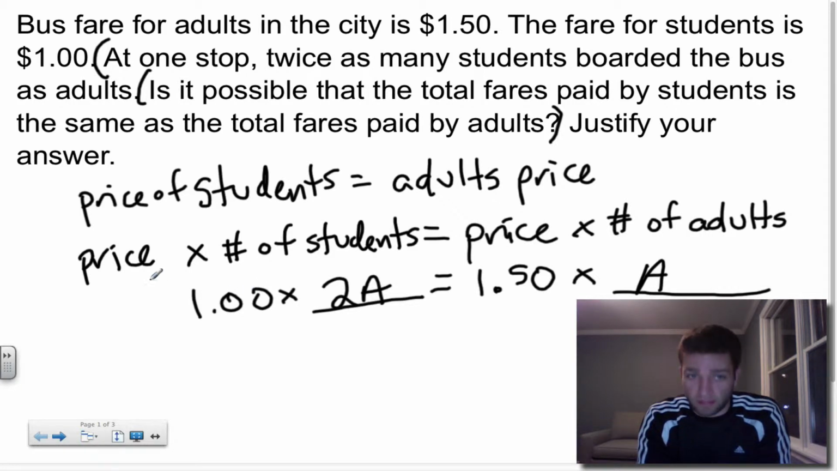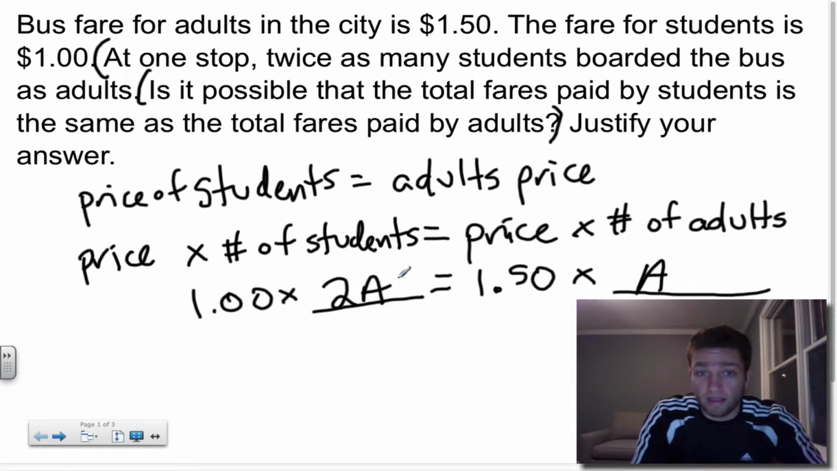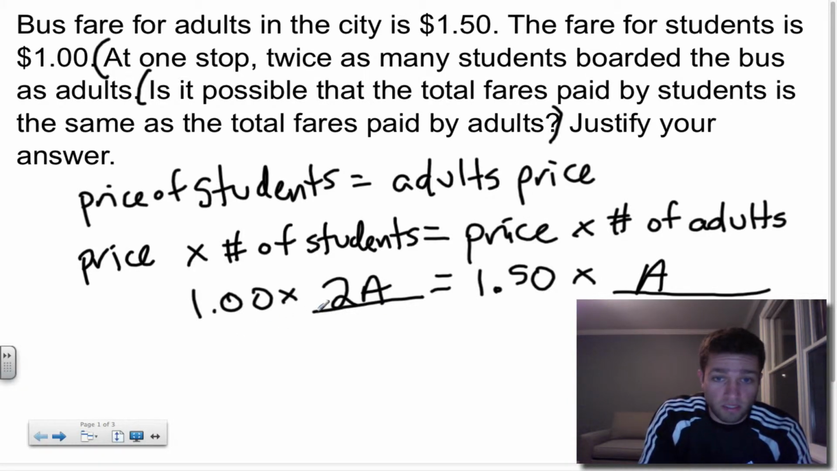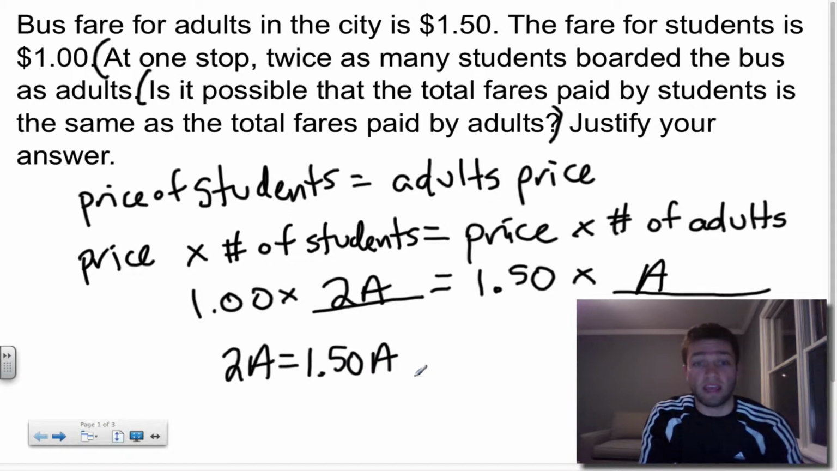I would multiply the ticket price times the number of students, ticket price times number of adults. And the variables I chose were A for adults, because I don't know how many, and 2 times A for students, because it says twice as many students. And I'm using one variable, just A, so that's valid, that works. And now if I solve this out, 1 times 2A is just 2A, and $1.50 times A is, I'm just rewriting this, $1.50A.